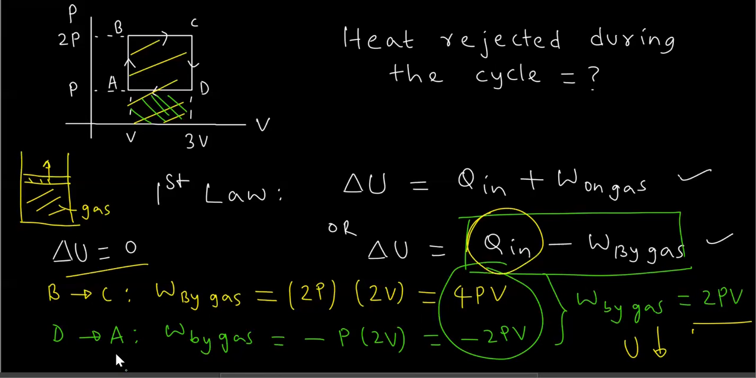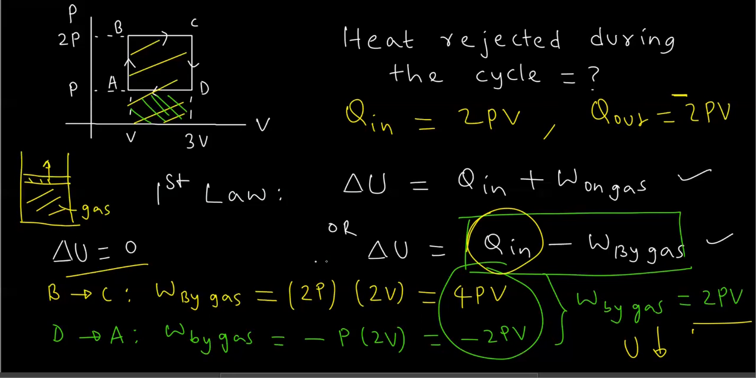There is no change in internal energy. That means what? Is heat rejected from the system or heat is absorbed by the system? Heat is absorbed. You understand? Your numerical value is correct, there is no doubt. But heat is actually absorbed, because you understand the conceptual part here. It's the same value, but it is actually Q in, which is 2PV. Or you can say Q out is also 2PV. But if I'm using a sign convention, if I take Q in as positive, then Q out would be minus 2PV.